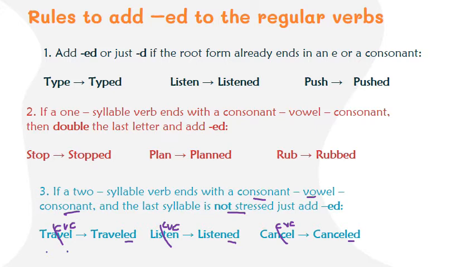Now, what do I mean? Everything looks normal, but what do we mean by stressed? If I take, for example, the word refer or prefer, refer, this word has two syllables, right? And it ends with consonant, vowel, consonant. However, the second syllable is stressed. I'm saying refer, stressing the other syllable. So when I have a stressed syllable, I should also double the last letter and then add ed.